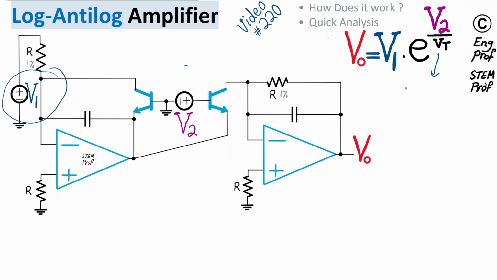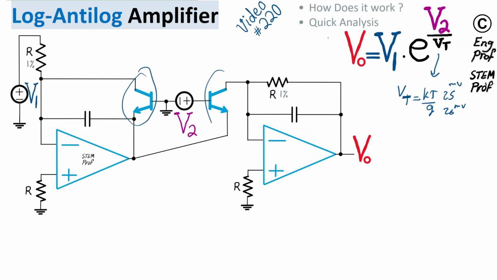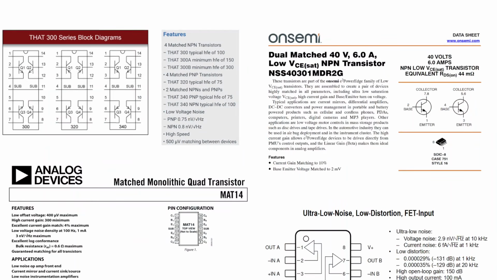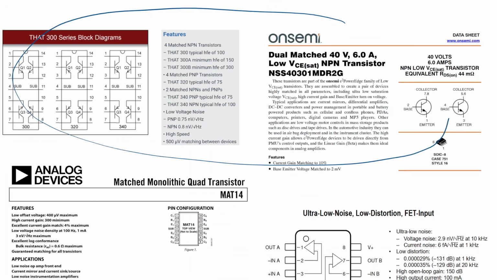Vt is the famous thermal voltage of a transistor, kT over q, which is roughly 25 or 26 millivolts, assuming that the PN junction of these BJT transistors is at room temperature. The requirement is that these BJT transistors need to be matched. And for example, here there are a couple of solutions I'm going to discuss quickly.